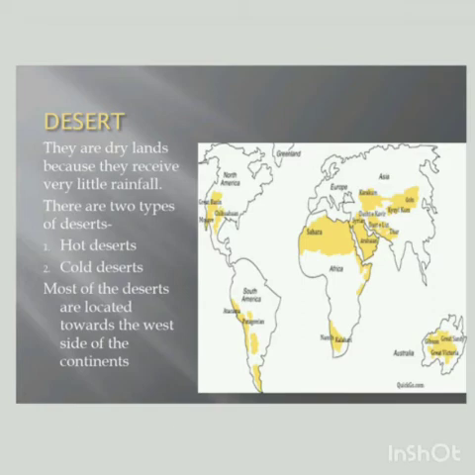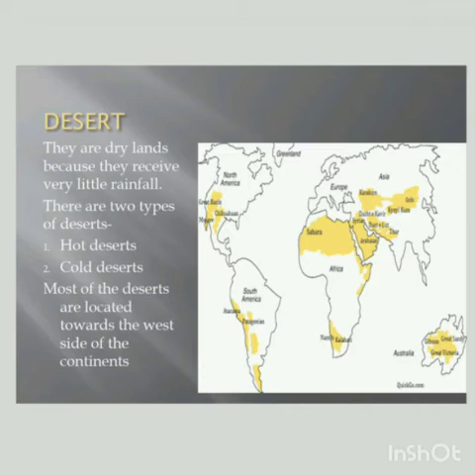Now, what is a desert? Deserts are dry land because they receive very little rainfall. At times, there is no rainfall also. There are two types of deserts: hot deserts and cold deserts. Most hot deserts are located on the west side of the continents.